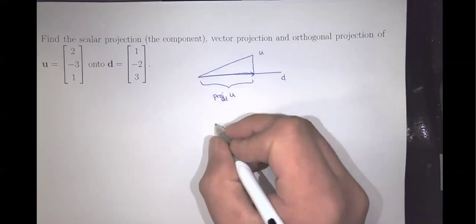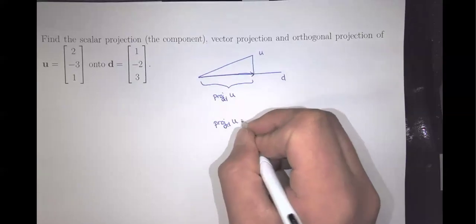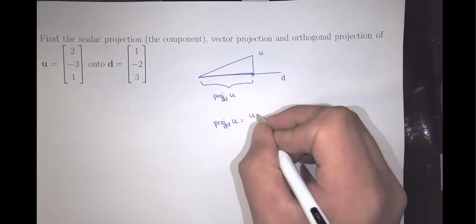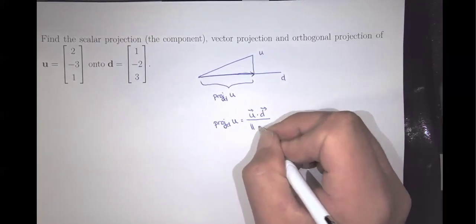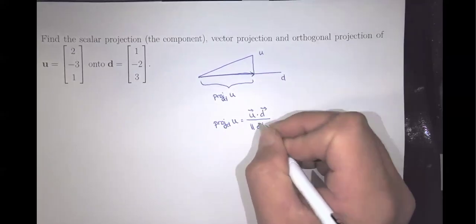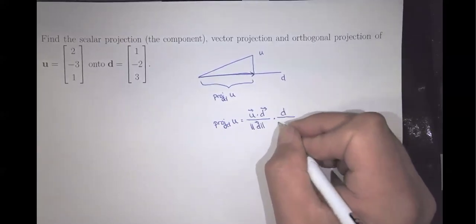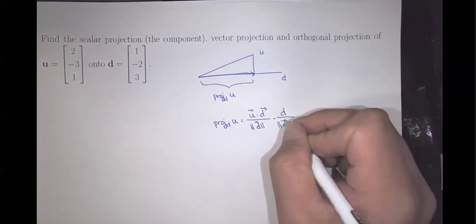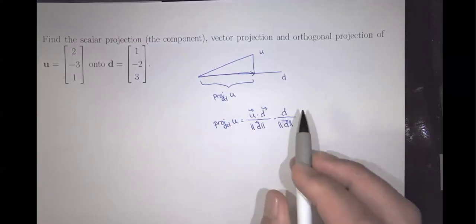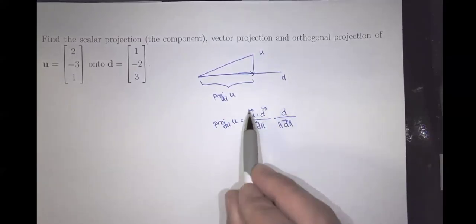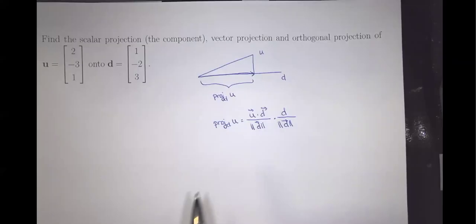And if we look at the formula for the projection of U onto D, we get U dot D over length of D times D over length of D. This is a unit vector, which means this is the length of that projection. So that's the scalar projection, or the component.